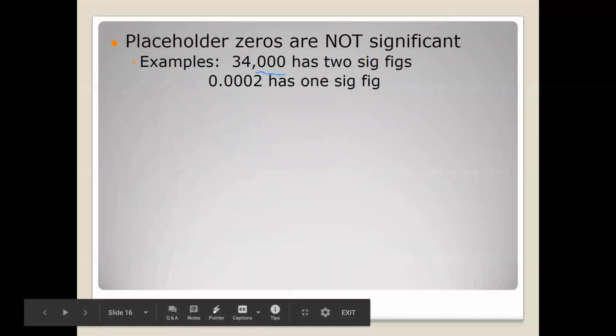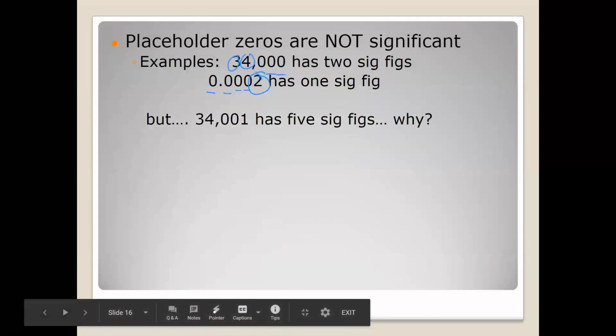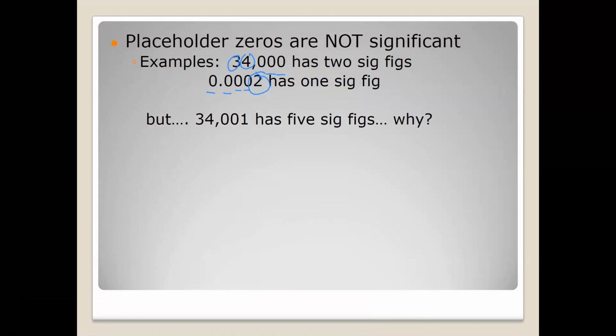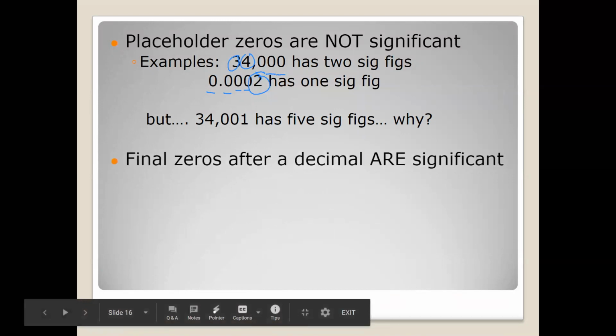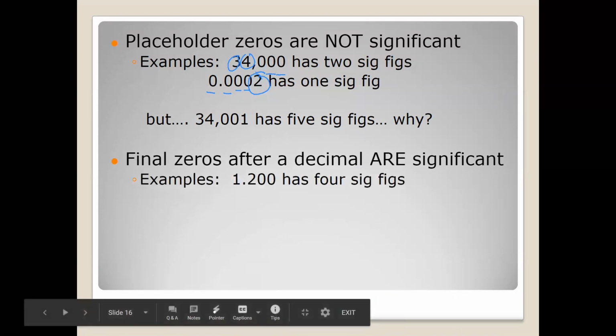These zeros that precede the 2 here, this 0, this 0, this 0, this 0, placeholder zeros. They are not significant. So this number right here would only have 2 significant figures. This number here only has 1 significant figure. However, this number has 5 sig figs because these zeros are between non-zero digits. Any final zeros that happen to be after a decimal point are in fact significant.